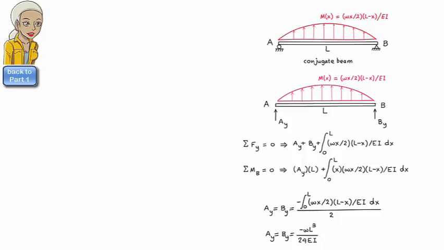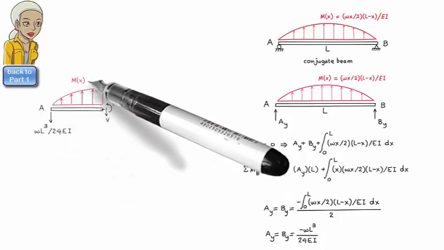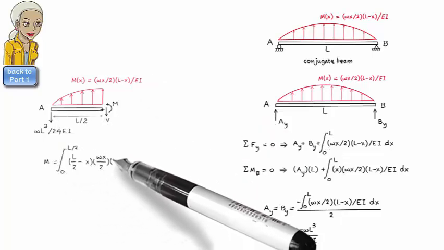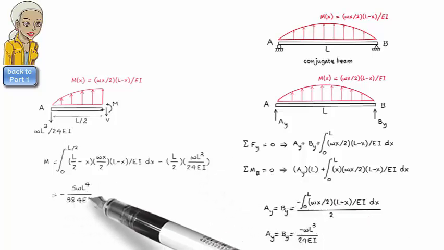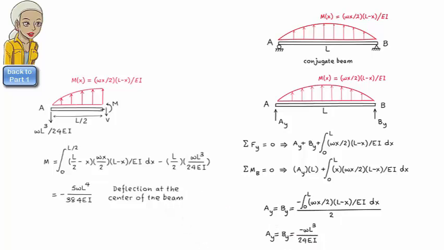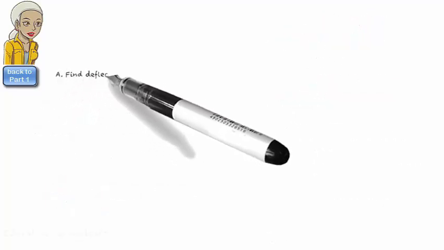Now to find bending moment at the midpoint of the conjugate beam, cut the beam at midpoint and apply the equilibrium equations to the left segment, like this. Therefore, deflection at the midpoint of the beam is downward with a magnitude of 5 WL to the power 4, divided by 384 EI. See if you can solve the following problems.